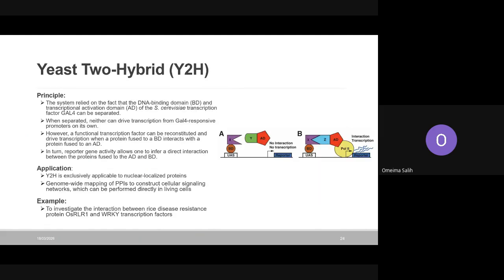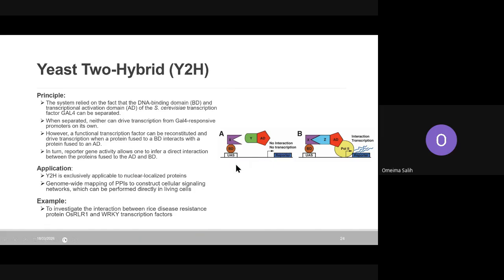Okay, then for example, one of the examples that use this reporter system is the Yeast-2 hybrid. The principle of this method relies on the fact that the DNA binding domain and the transcriptional activation domain of the Saccharomyces cerevisiae, the yeast, transcription factor GAL4.